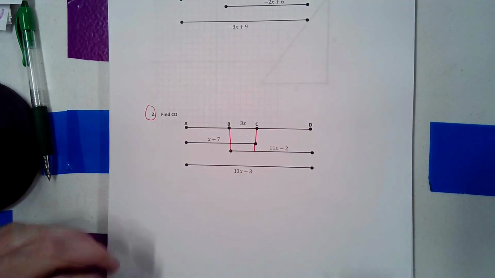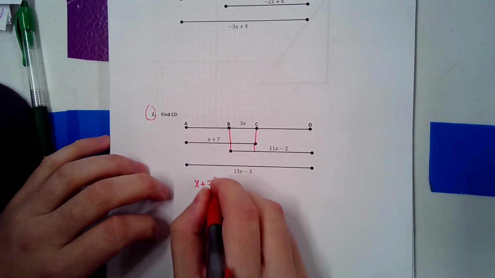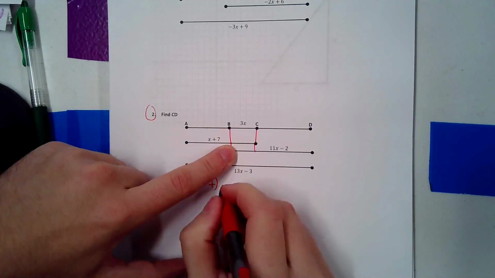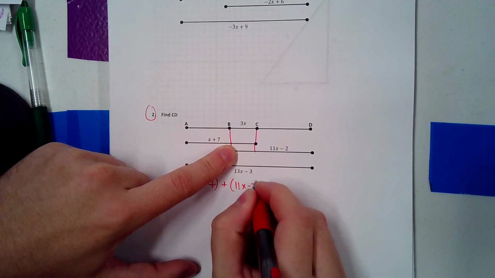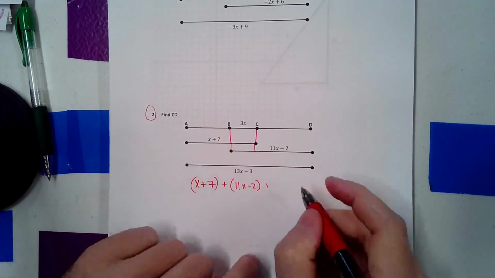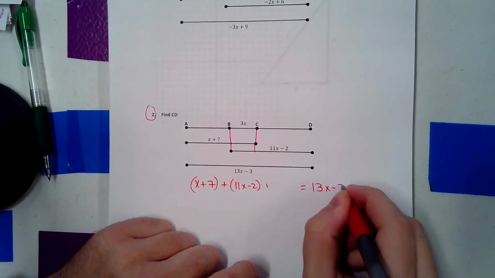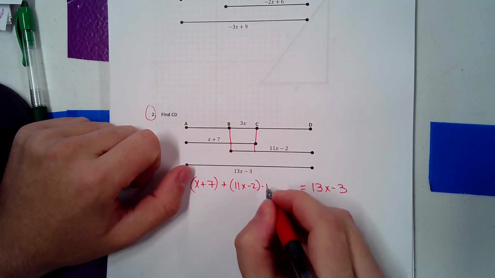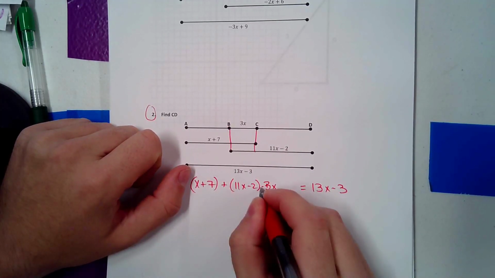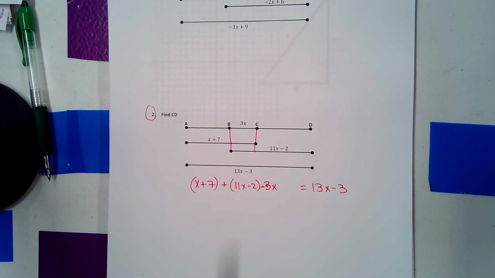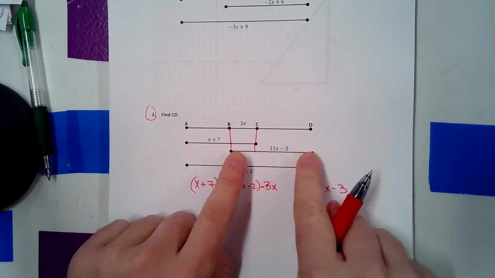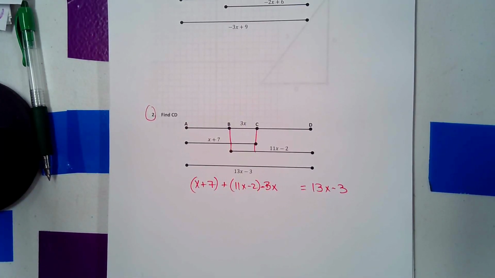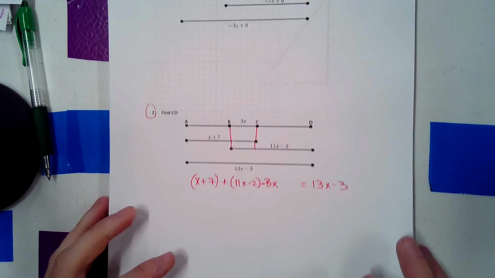So here's how we account for that. Okay, we say that x plus 7, that's this guy, all the way across, plus the other guy, 11x minus 2, that's going to equal 13x minus 3. But we added this middle guy twice, right? So to account for that, we need to subtract that. Are you smelling what I'm stepping in here? This thing and this thing overlap, so we need to subtract one of those middle guys. That way we don't count it twice. And now we just go to town.